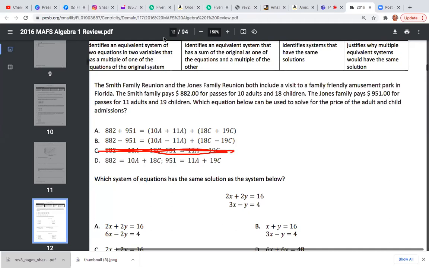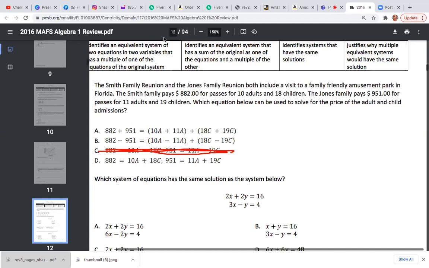Okay. Because remember, they're charging $10 per adult and then $18 per child. Let me see. 10 adults. Oh, no, wait a minute. I'm sorry. 10 adults and 18 children. Okay. No, it doesn't make sense. So we get rid of C, guys. Now that leaves us with 3 answer choices.